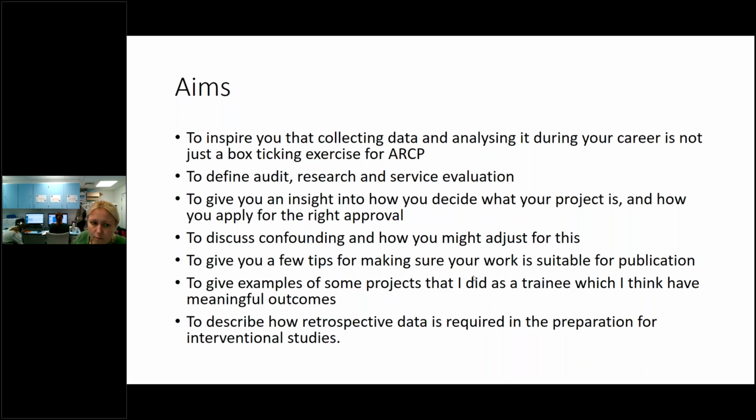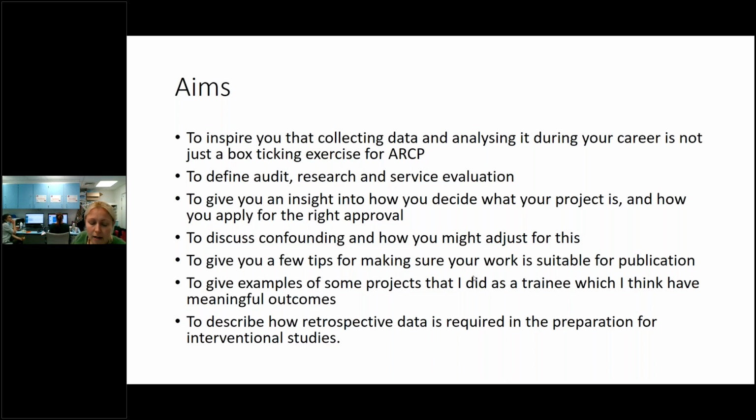and what confounding means and how you might think about that when you're doing it, to give you a few tips so that when you start a project, it's the type of project that's going to be suitable for publication, because I know that that's what most trainees would say they really want when they're thinking about doing a project.